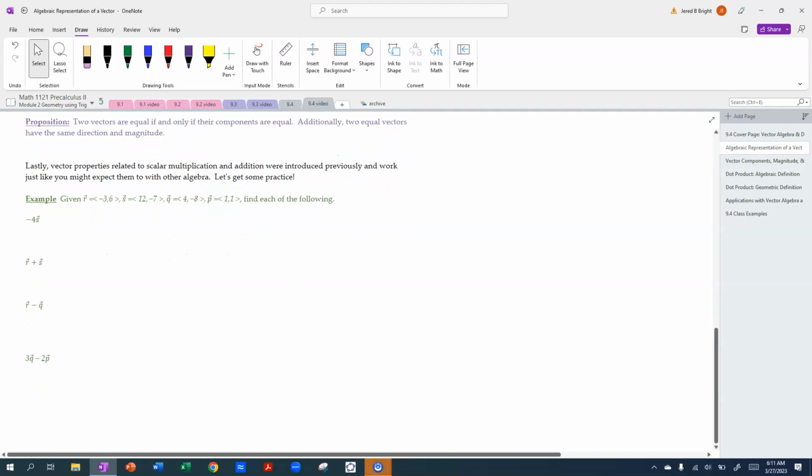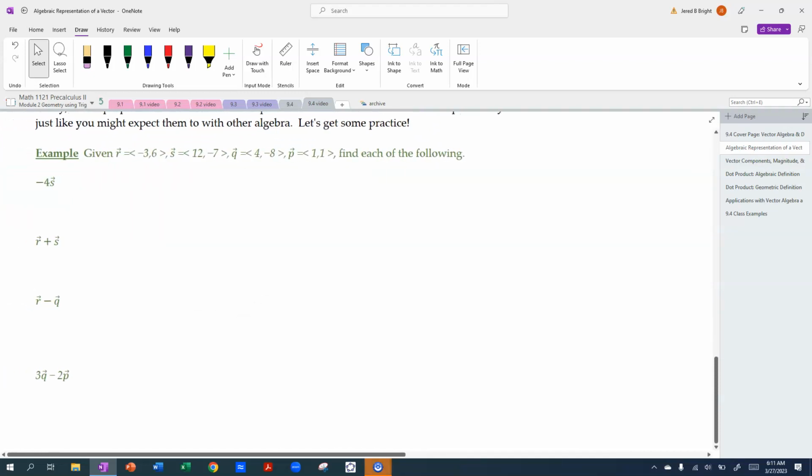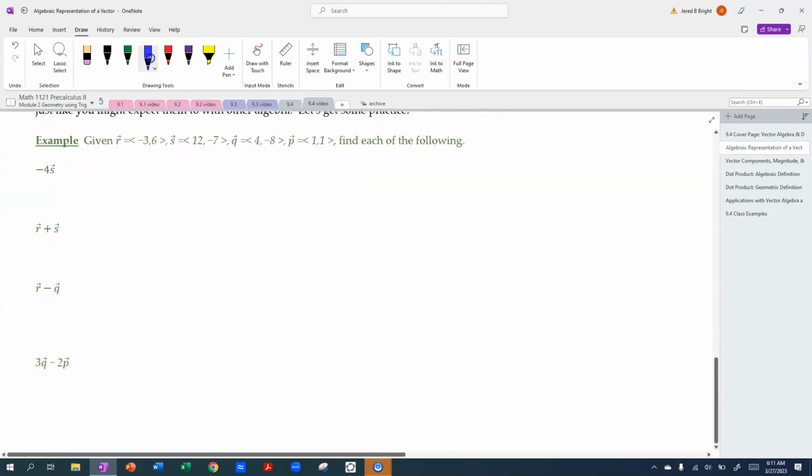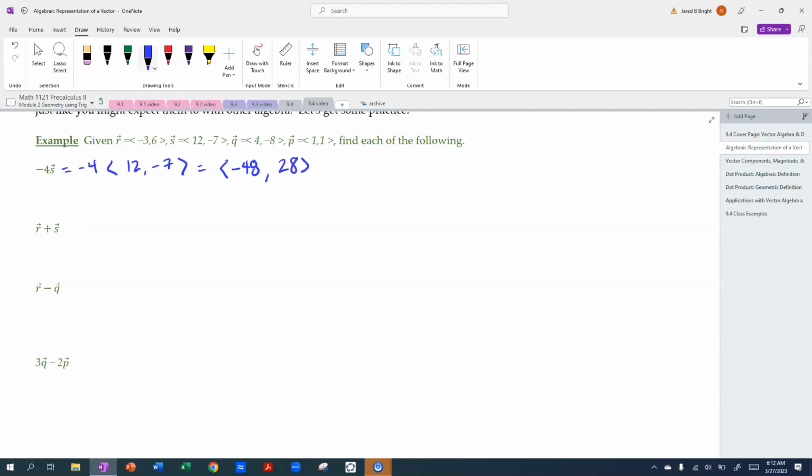So if I'm looking at this example and I want to find minus 4s, this is literally just minus 4 times the vector s, which I know to be 12, negative 7. In this case, the scalar multiple goes into each component. Before, with the geometry, we said we would make it 4 times as long in the opposite direction. That's true. In component form, though, this would be negative 48, so negative 4 times 12, and then negative 4 times negative 7 would be positive 28.